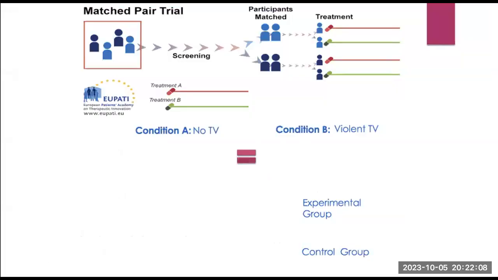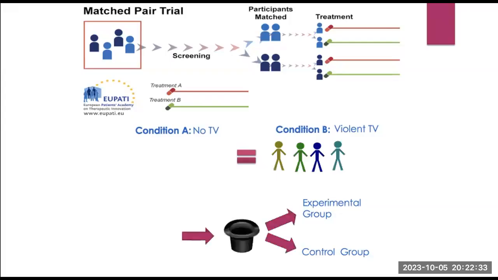So here's kind of a visual. You have your participants, you screen them, and you have participants matched, and then you make sure you're randomly assigning one to the treatment group and one to the control group. And what you want to know is, are those in condition A, who were not watching violent television, equal to those in condition B, those who watch violent television? A key here is, remember, you want to make sure you're doing random assignment. You match them, and then you randomly assign them to the different groups.